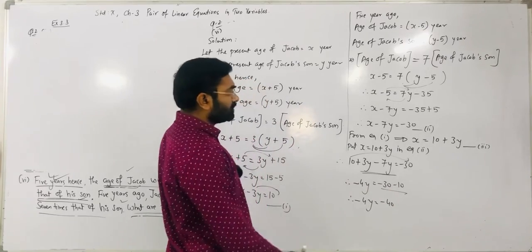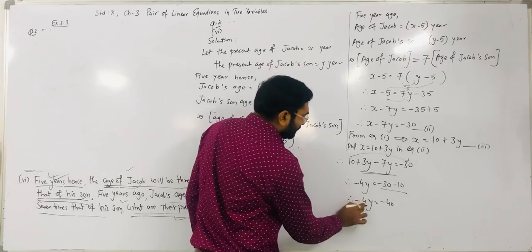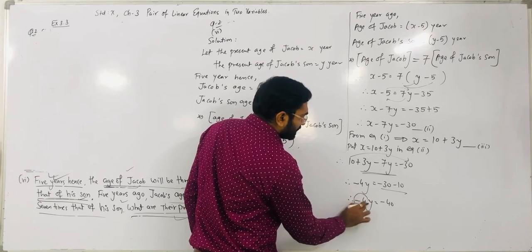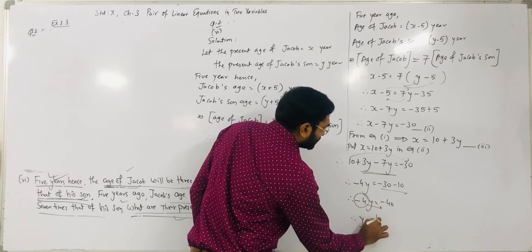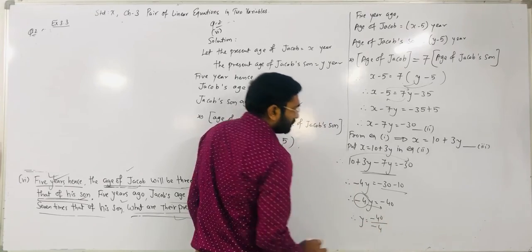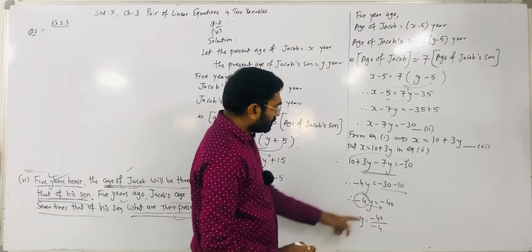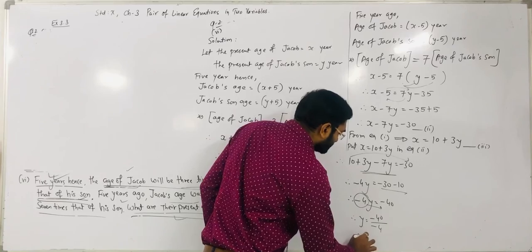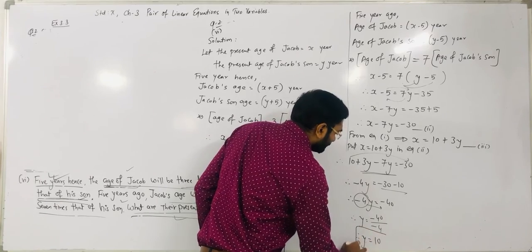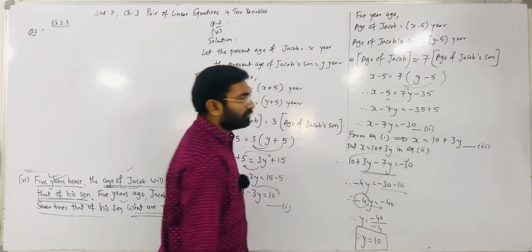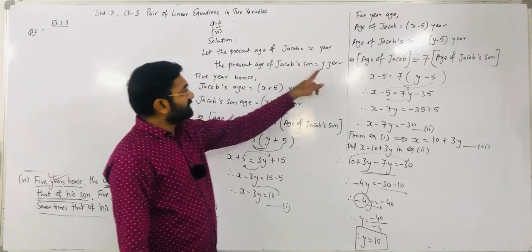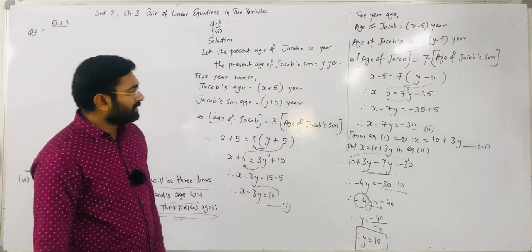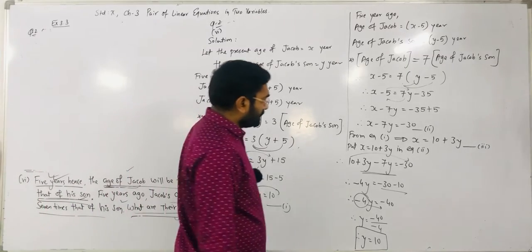Addition of the two numbers is what? Minus 40. The multiplication of y, which is minus 4, goes to the right hand side. So in the denominator we have to write minus 40 upon minus 4. Minus minus cancels out. 40 by 4, we get y is equal to 10. Right? And y we assumed as the present age of Jacob's son. Jacob's son's age is what? 10 years. Okay.